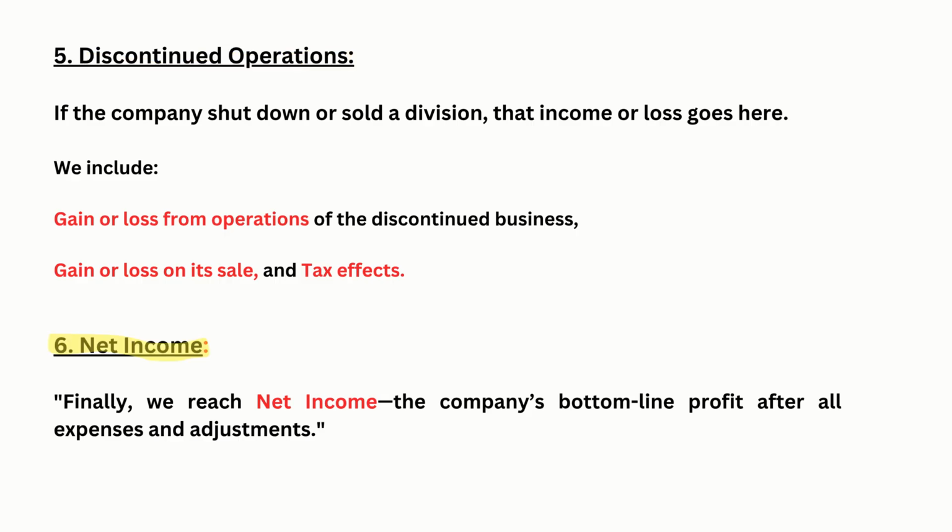6. Net income. Finally, we reach net income, the company's bottom line profit after all expenses and adjustments. This is the most commonly watched number by investors and shareholders. Conclusion. This detailed format helps users clearly see where the company earns and spends its money, from everyday operations to rare or one-time events. Let's start at the top.